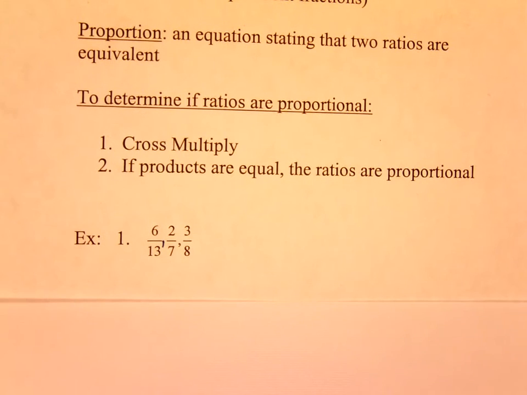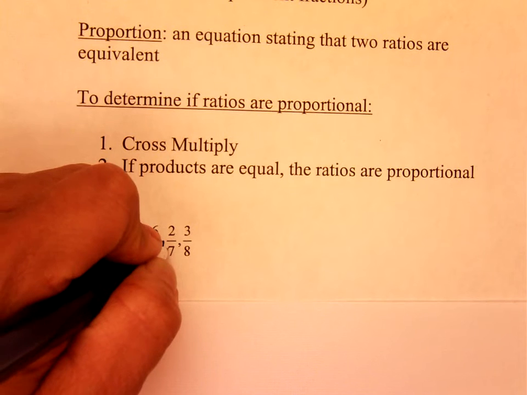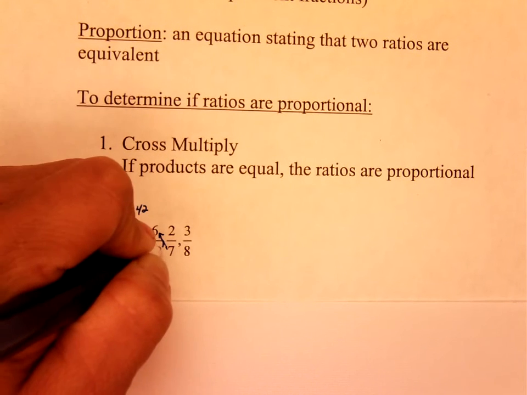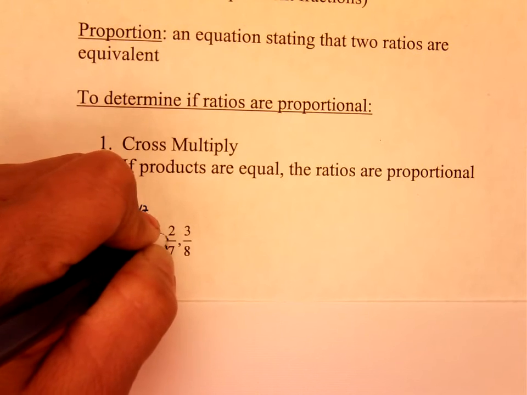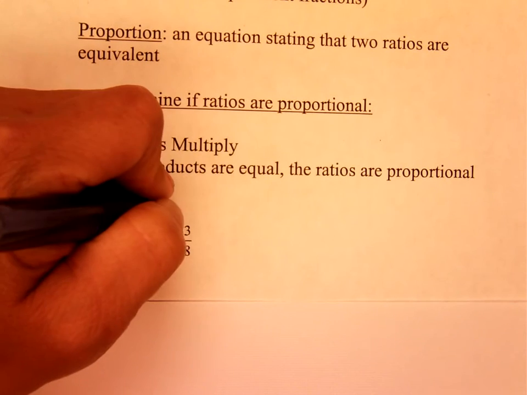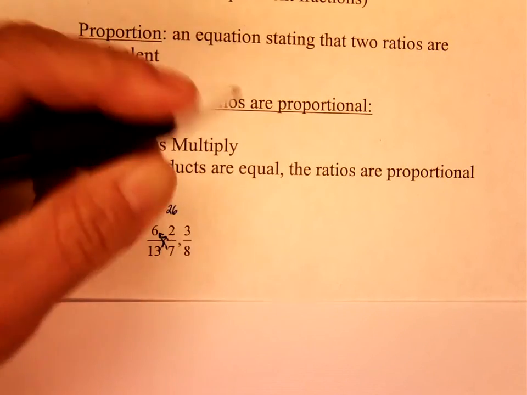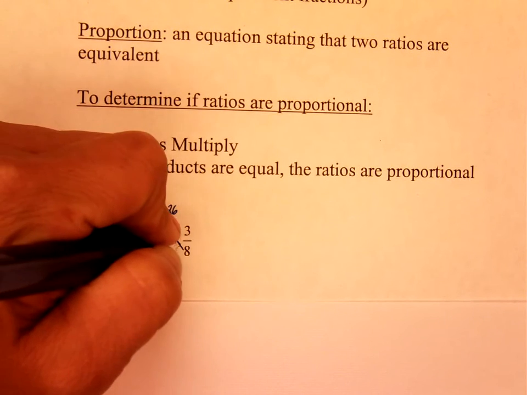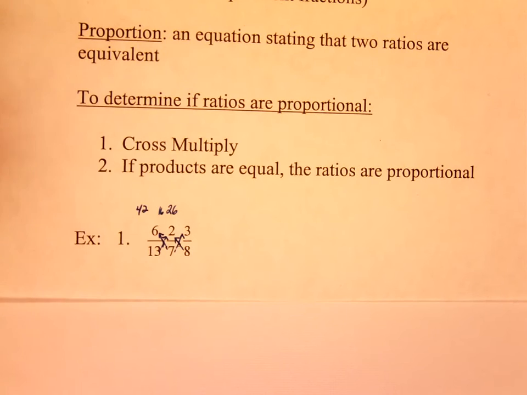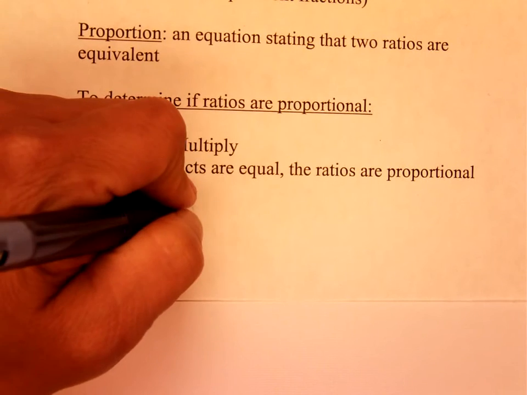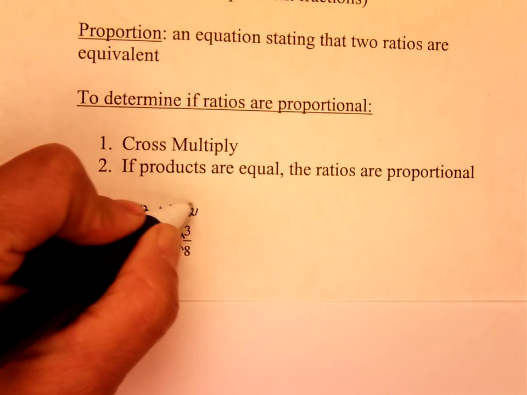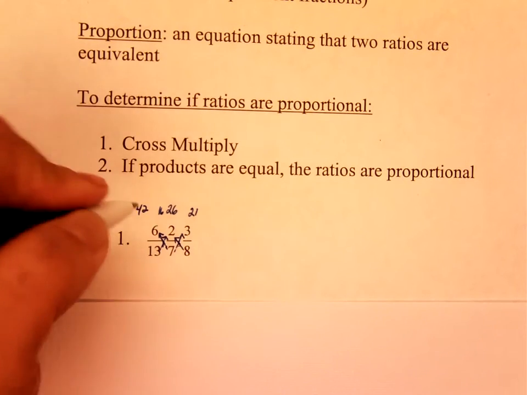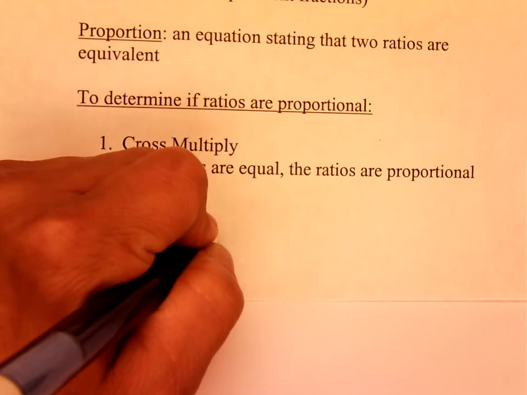All right, to see if they're proportional, you're going to cross multiply. So you're going to multiply 7 times 6 is 42, and 3 times 2 is 6. Then you're going to multiply 8 times 2, which is 16, and 7 times 3 is 21. Look at all these numbers up at the top. Are they all the same? If they're not the same, then they are not proportional, so the answer would be no.